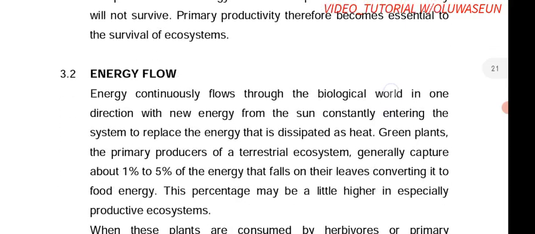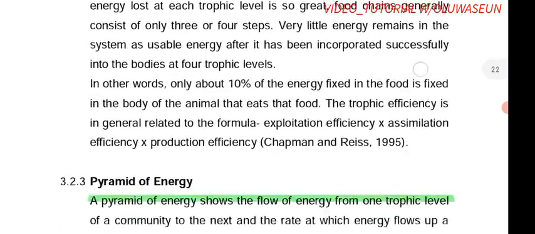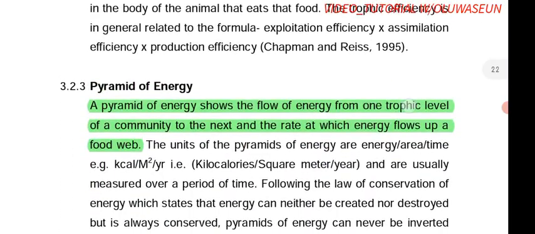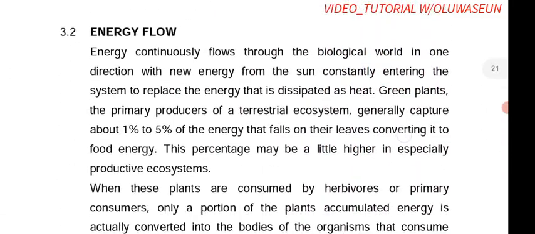Okay. Now let's move on to energy flow. Okay, let's talk about pyramid of energy flow. Before we talk about that, maybe I should talk a little bit about energy flow, but this is simply the movement of energy in the ecosystems.